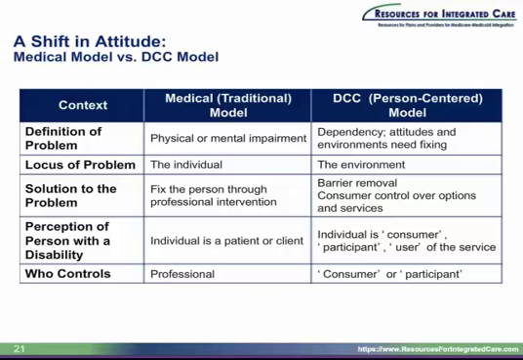That moves the locus of the problem from the individual to the environment. The solution to the problem changes from fixing the person, for most cannot be fixed, to barrier removal. The individual is not viewed as a patient or client, but as a participant, consumer, or user of service.